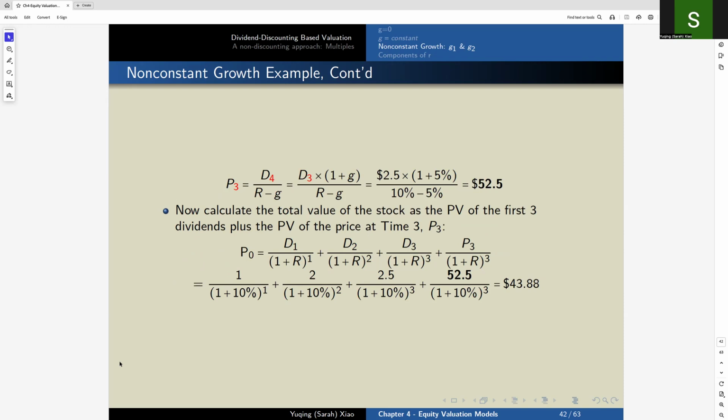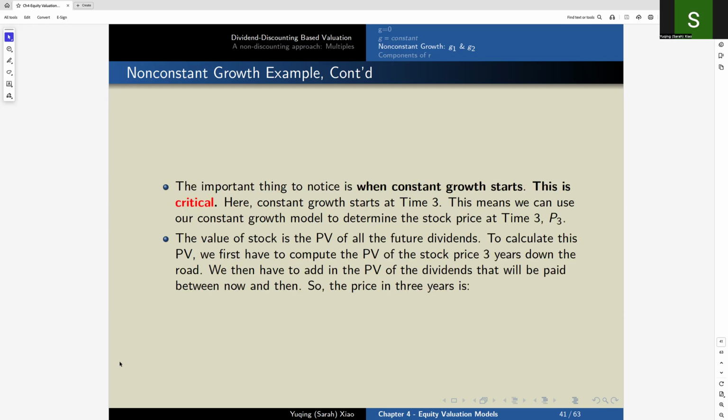So the procedure is like this. We first discount the near-term dividends one by one, calculate the terminal value at the point when growth stabilizes, which is time 3, and bring that back to today. We add the two components together, and this will give us the stock price today.